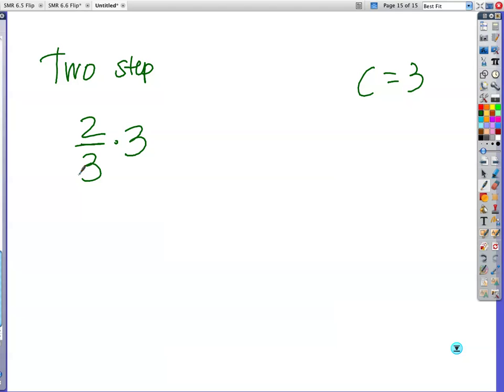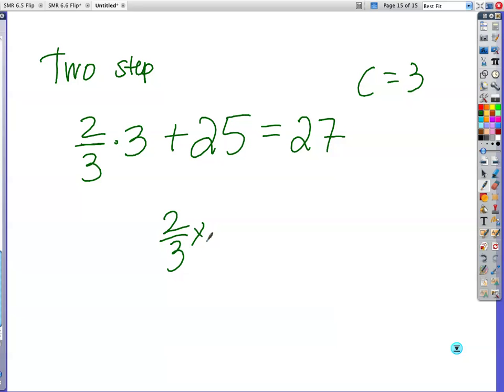2/3 times 3, and then I'm gonna have a plus. 25. All right, let's do 25. We'll go a little crazy there. Now I have to figure out what that is. There's no big square. I actually figure out what the square is. What is 2/3 times 3? 2. 2 plus 25 is 27. So now I've got 2/3 x plus 25 equals 27. This isn't so bad, is it?